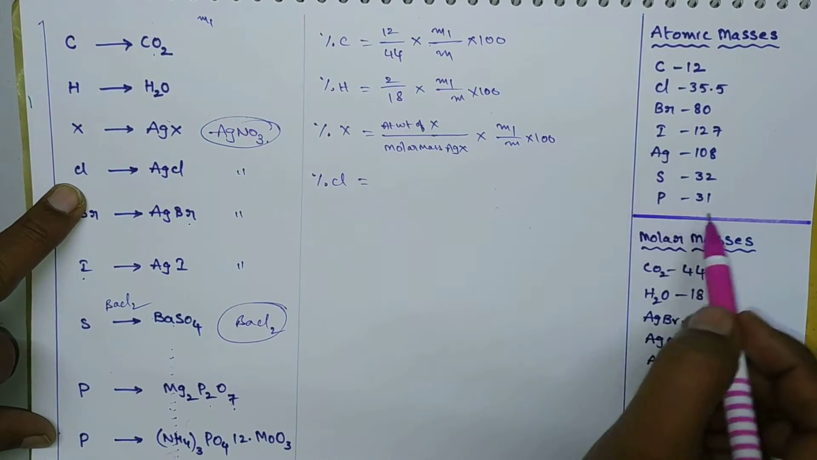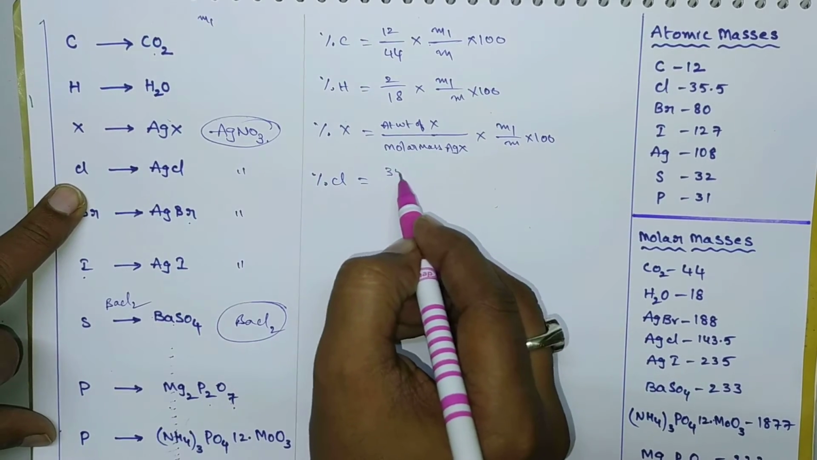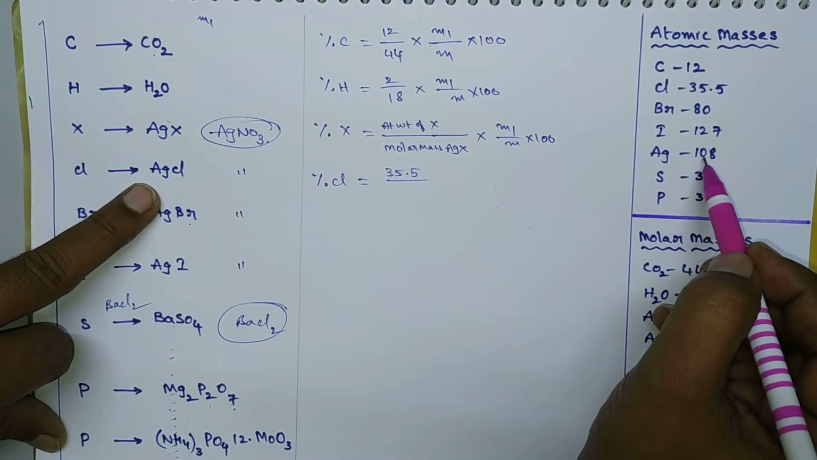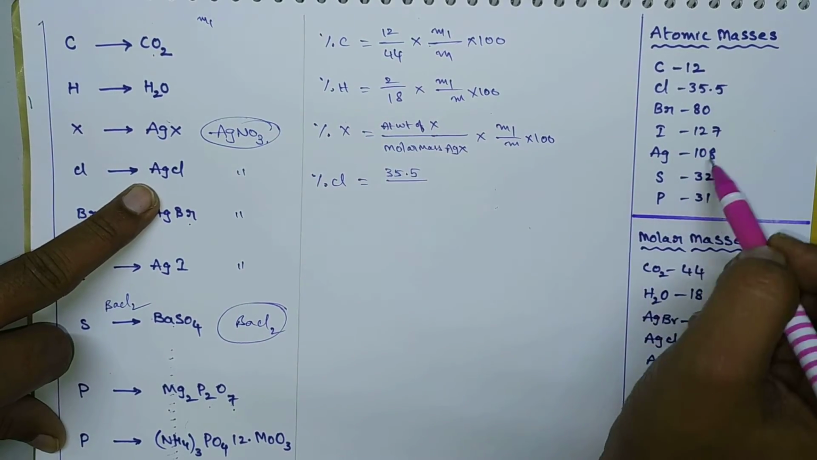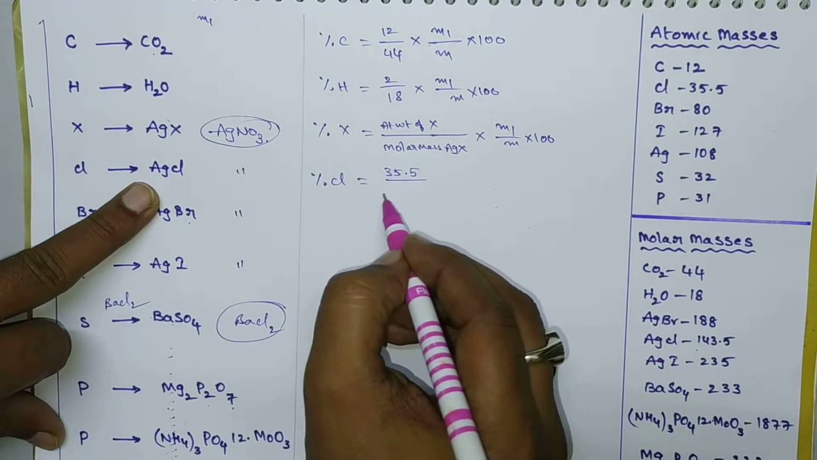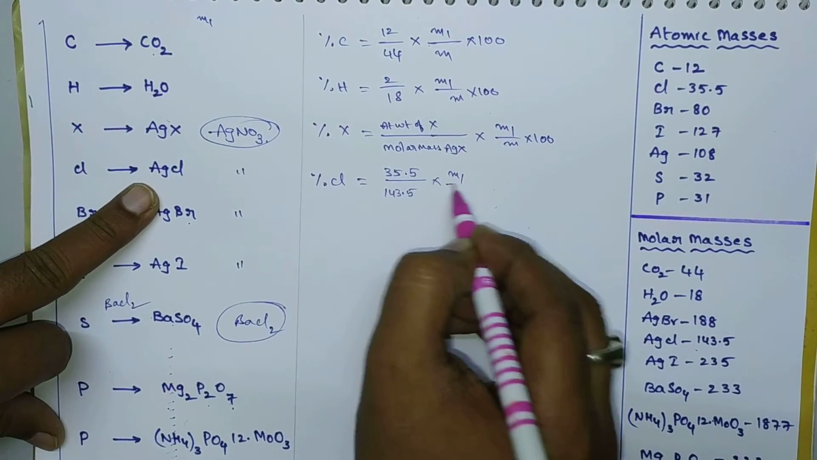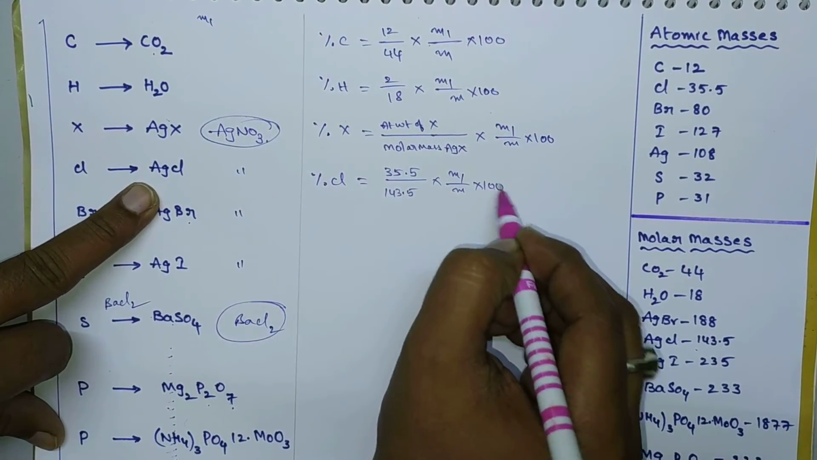The atomic weight of chlorine is 35.5, so 35.5 divided by the molar mass of AgCl. If you know Ag is 108 and Cl is 35.5, adding these two we get 143.5. So, percentage of chlorine is 35.5 by 143.5 into m1 by m into 100.